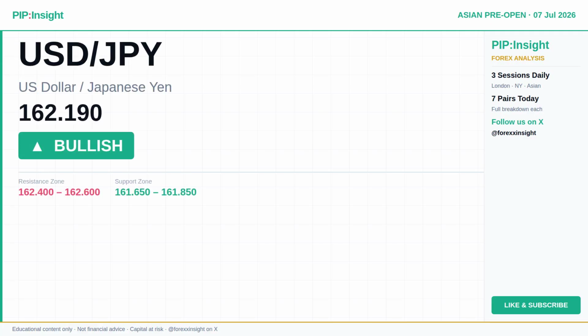Dollar yen. The chart is showing bullish structure on this session. The 4-hour trend is to the upside and the 1-hour is also pointing higher. Resistance is marked between 162.4 and 162.6. Support is marked between 161.65 and 161.85. Here is the full chart breakdown.